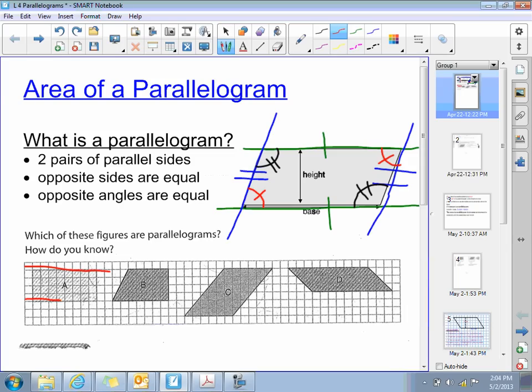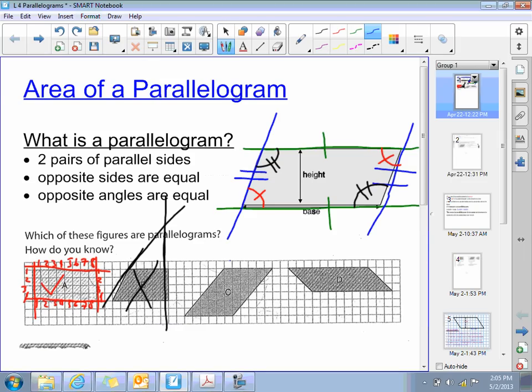We have parallel sides, so I think we're good with step one. 4 centimeters, 4 centimeters, 8 centimeters, 8 centimeters. So we have two pair of parallel sides, and our opposite sides are equal. Check. Just by looking at B, I do not have parallel lines. Eventually, these lines will cross. So B will not be a parallelogram.